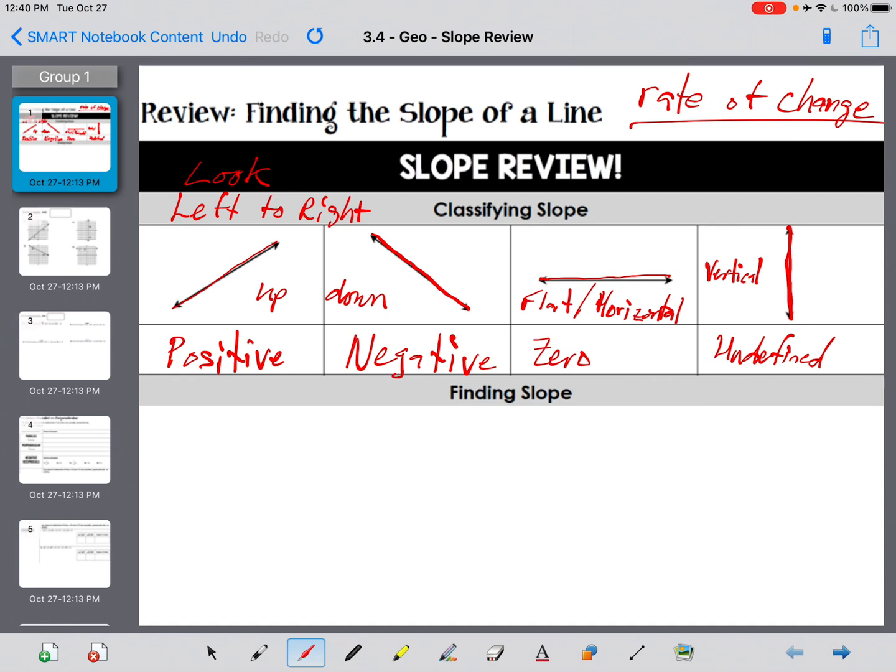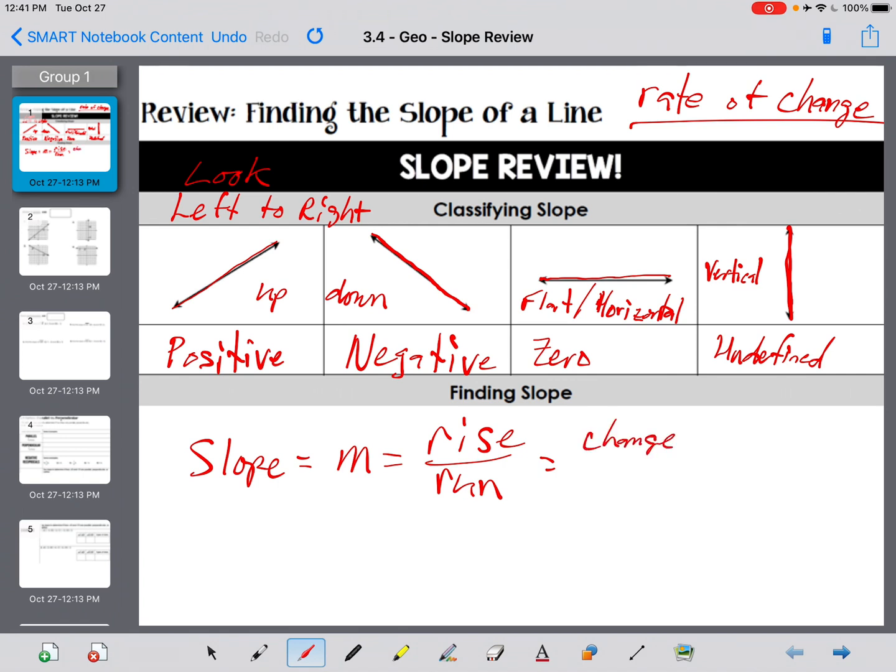Now, when we talk about zero slope, and when we talk about slope in general, we're talking about something called M, right? And that is rise over run, or the change in y over the change in x. We should remember this from Algebra 1. Sometimes it's symbolized as delta, the triangle y, over delta, the triangle x. The delta means change in y over change in x. So we do y's on top, rise on top.